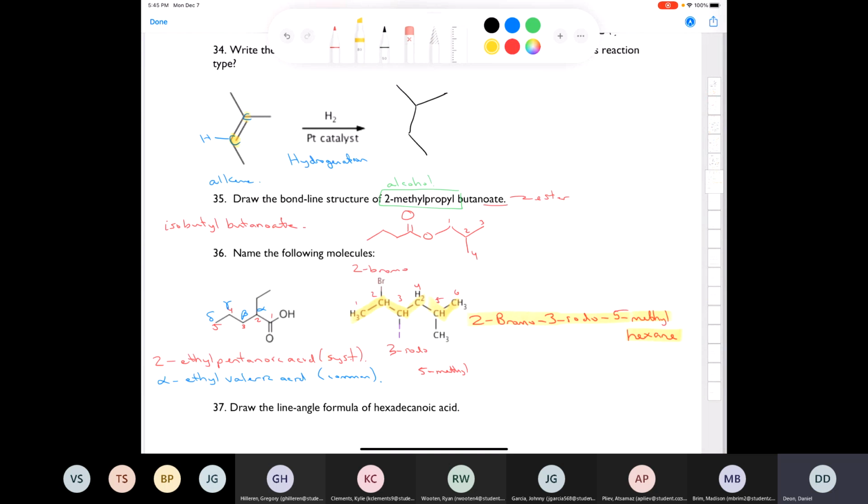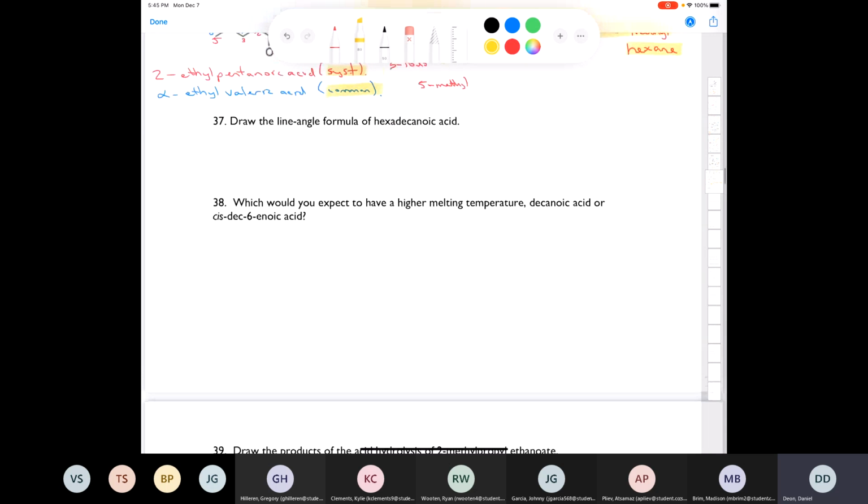Okay, and over here we came up with a systematic name and a common name for a carboxylic acid. And remember, you should know the common names for the first 5 carboxylic acids and the first 5 aldehydes. We went over those in a lot of detail in the class.